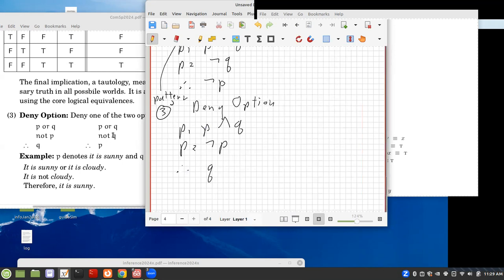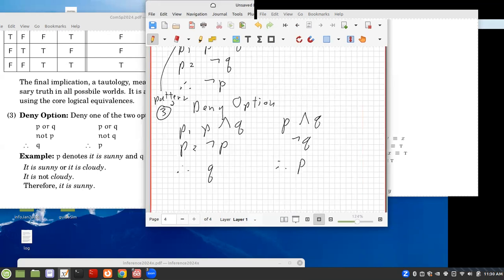Now, I could reverse the order here and get this other one, or we could just state it: P or Q and not Q, therefore P. So if I know one of the two options is not true, I can conclude the other one.